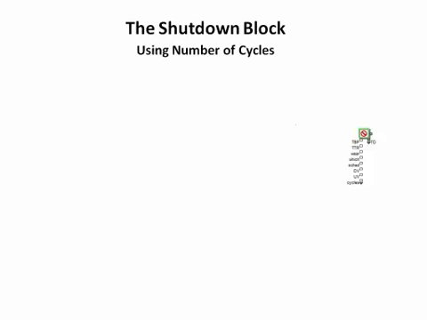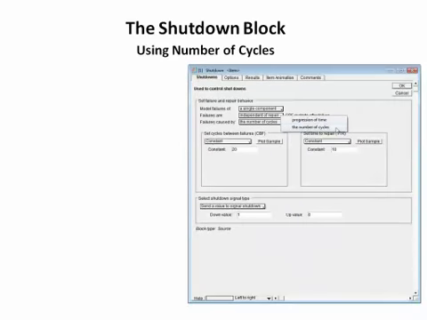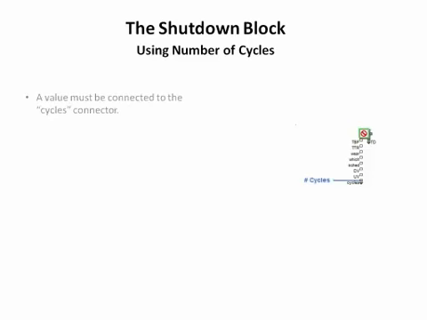Now, the other mode for controlling the shutdown block is number of cycles. Items progress towards failure in proportion to the number of operations performed. And here we see how that is selected in the shutdown blocks dialog. If you select number of cycles, a value must be connected to the cycles connector. The block actually flags if nothing is connected.